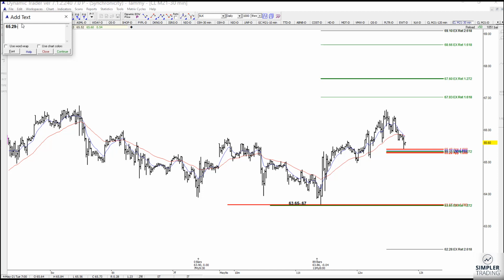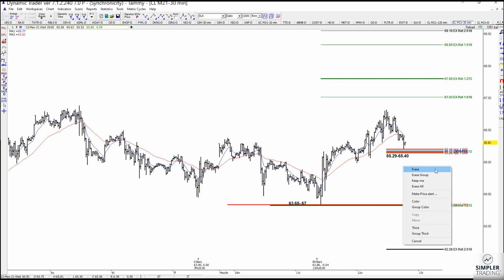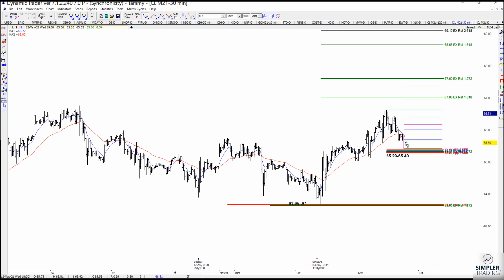65.29 to 65.40. I love it. It is a great cluster setup with lots of points of symmetry, some extensions, 786s, things like that, all the different things that I really like to see. So we haven't quite bounced, just a little bit from it. You are going to have some resistance on the way up, obviously.